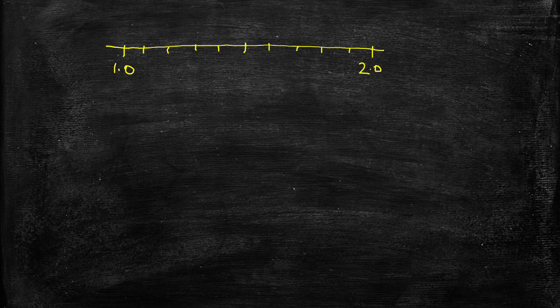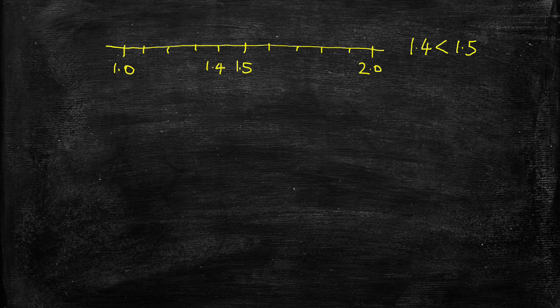then 1.5 is going to be the one in the middle, and this tick mark here just to the left of that will be 1.4. And so I could make statements like 1.4 is to the left of 1.5, or 1.4 is less than 1.5.